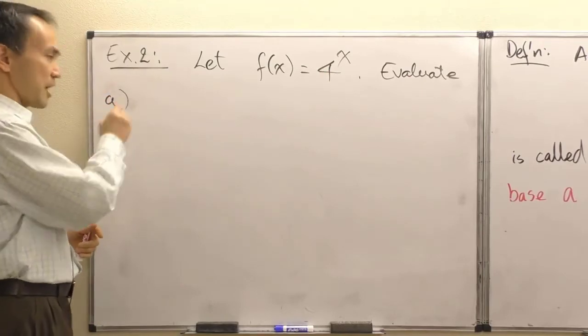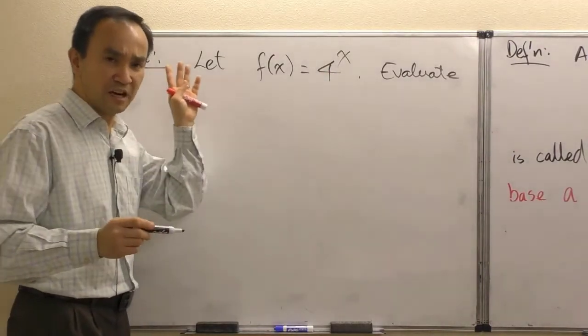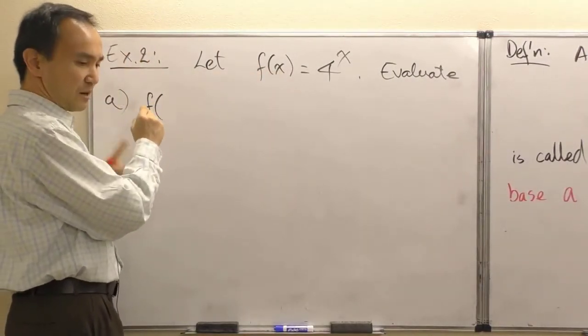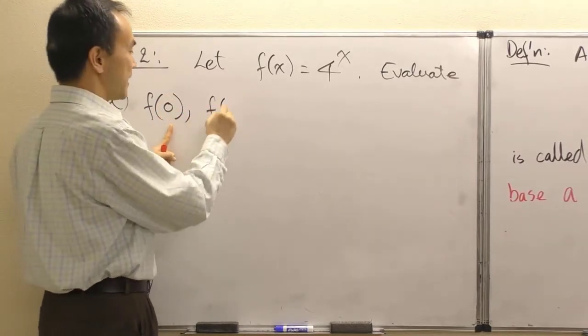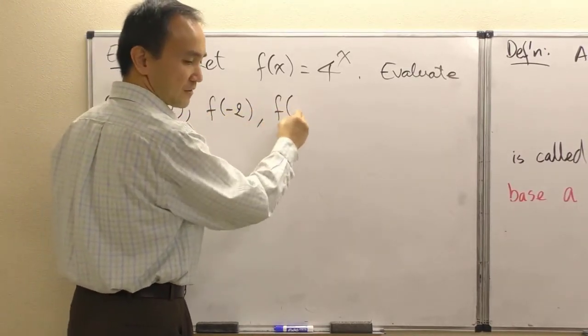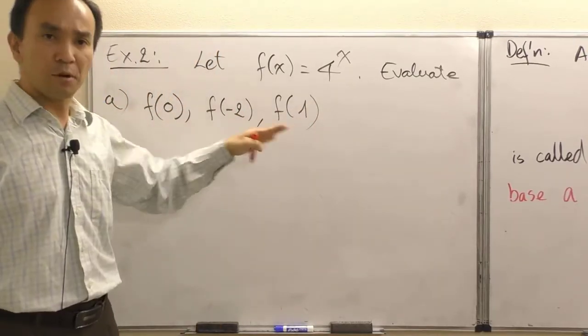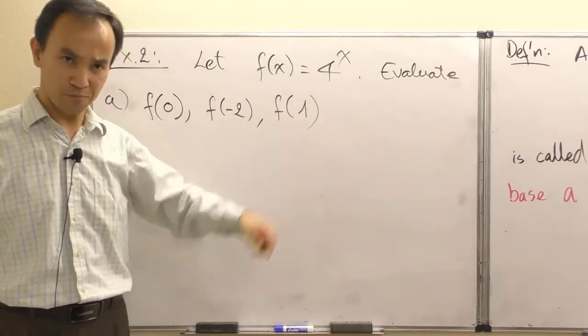Now part A. Let's evaluate. It's one problem, but I give a few little subproblems at once. In part A, I'm asking you to evaluate f of 0, f of -2, and f of 1. So really this is one part A of the example, but we'll have 3 tasks to do.